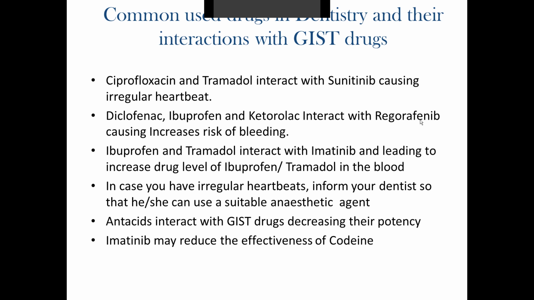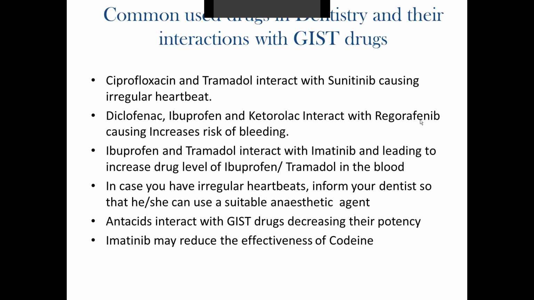Ibuprofen and tramadol interact with imatinib. Both of these are painkillers and may increase the drug level of ibuprofen and tramadol in the blood. The doctor may modify your dose appropriately once he knows about the medicines you are taking. In case you have irregular heartbeats, inform your dentist so he can use a suitable anesthetic agent.